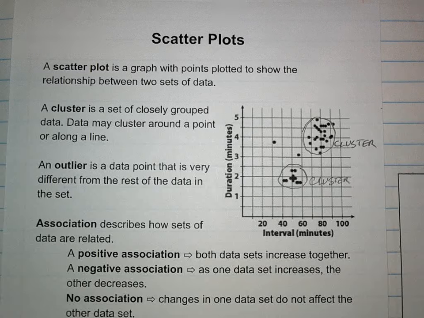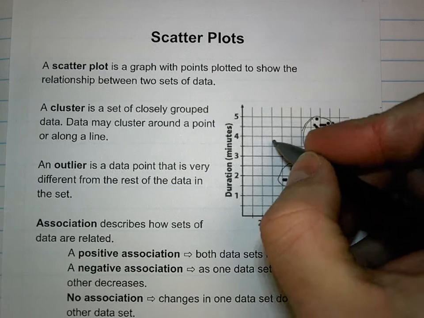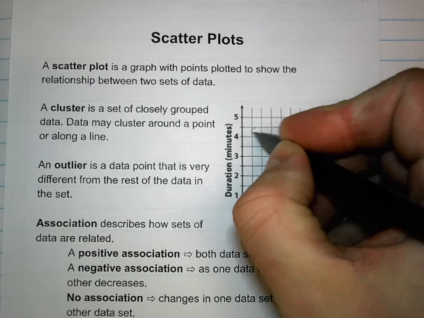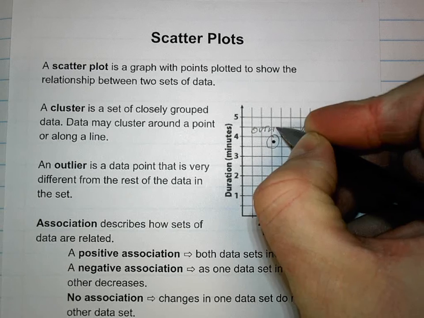So, a cluster is a group of data points that are pretty tied in. There are two good clusters on this graph. Can you see them? Yes, sir. Now, an outlier is a data point that's way different from the rest. Now, this is definitely an outlier. And you should be writing this in your notes.